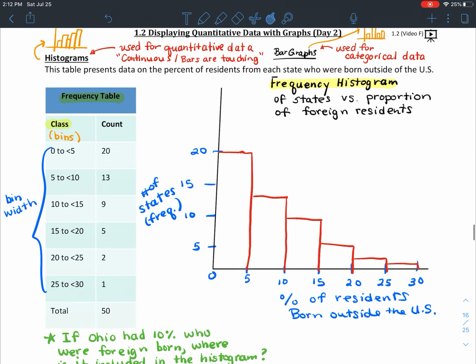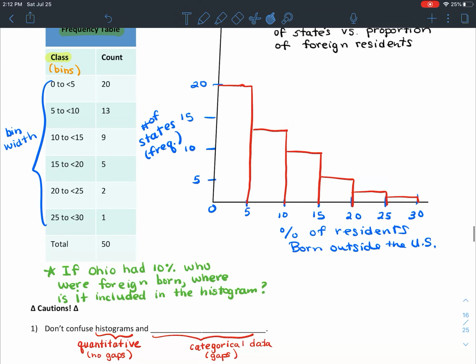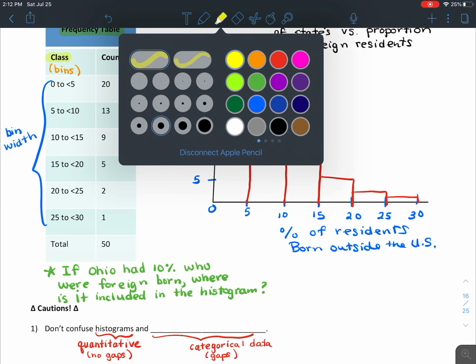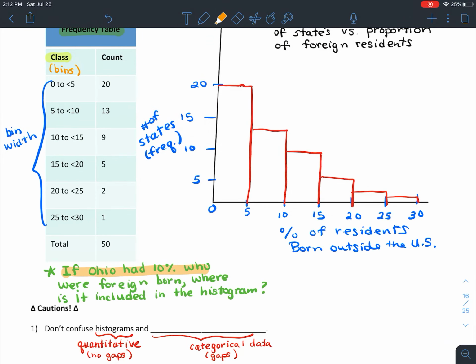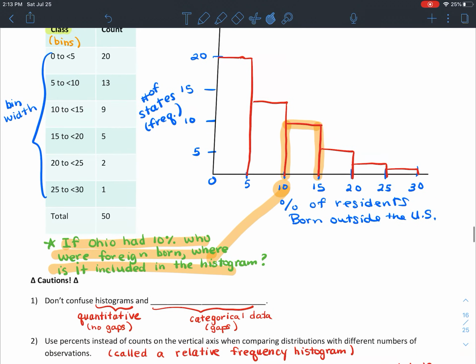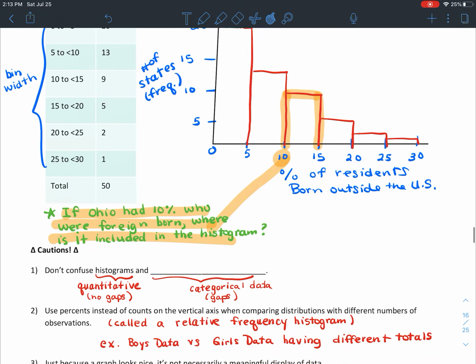And please keep in mind, we said that when we're talking about these, the bar includes the value on the left, it does not include the value on the right, okay? So if we're talking about where the 10% is, then it would be included in that bar right there, okay? Histograms always include the left boundary, not the right boundary, okay?